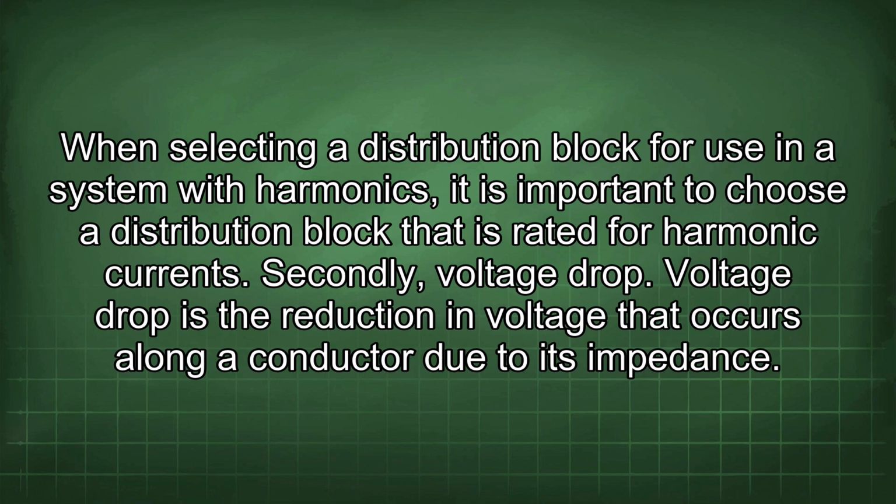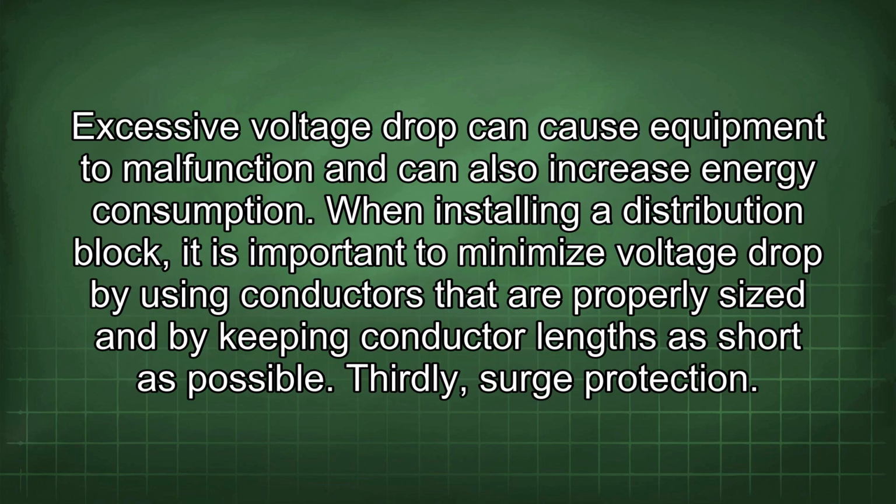Secondly, voltage drop. Voltage drop is the reduction in voltage that occurs along a conductor due to its impedance. Excessive voltage drop can cause equipment to malfunction and can also increase energy consumption. When installing a distribution block, it is important to minimize voltage drop by using conductors that are properly sized and by keeping conductor lengths as short as possible.